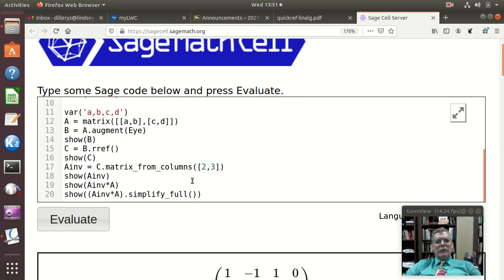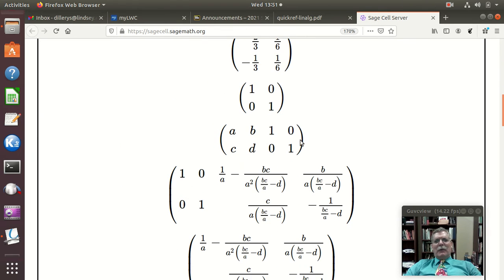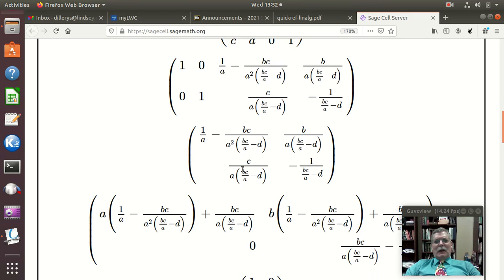And we'll see why, because when I ran that, there's my augmented matrix. Here is at least one way one could write the inverse, as long as the inverse exists. Notice that if BC over A minus D, or in other words BC minus AD equals 0, the determinant equals 0, this doesn't exist. So we need AD minus BC to not be 0. But we got it there, and so then I took those last two columns. There's the inverse. It's not real pretty in this form, but there it is.